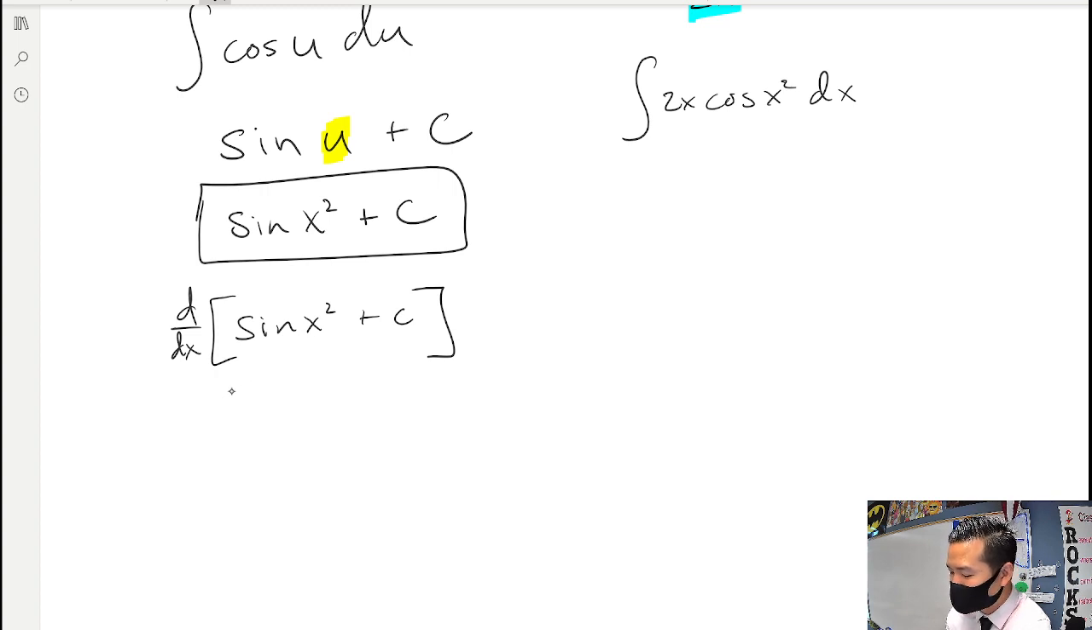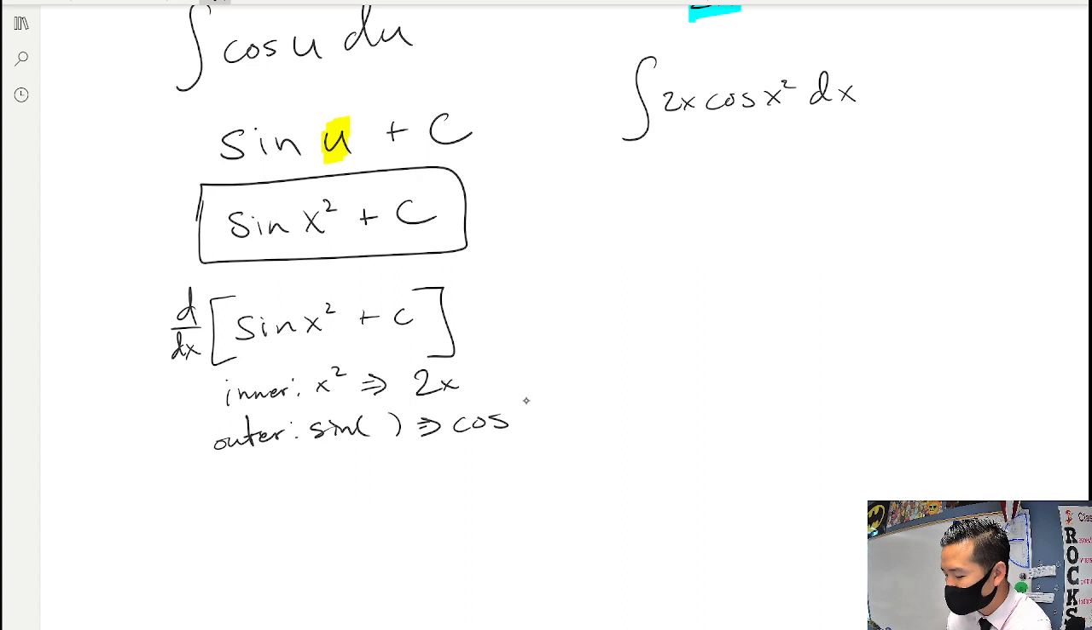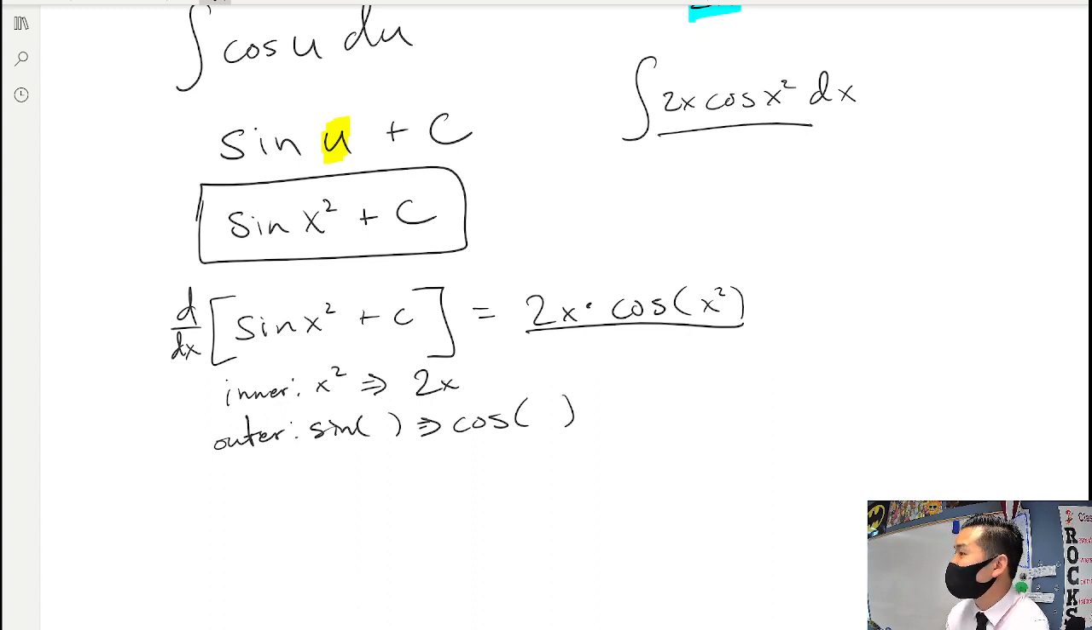So let's check this out. What's the inner? Inner is x squared. And the derivative of x squared? 2x. Beautiful. What's the outer function? Sine of some stuff, whose derivative is cosine of some stuff. So when I take this derivative, this is going to come out to be 2x times cosine of some stuff. Does it match? Yes. That means this is the antiderivative.